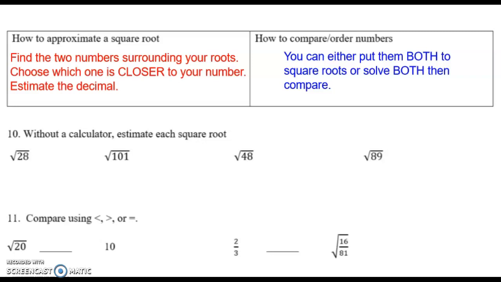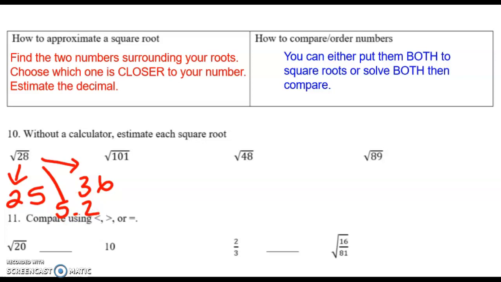So if I go down below, it says, without a calculator, estimate each square root. Well, I don't know the square root of 28. Let's see, I know the square root of 16. No, that's 4. There's got to be something bigger. 25. Yep, I know the square root of 25, and that's 5. And then the square root of 36 is 6. 28 is going to fall right in between those. But it's actually going to be closer to 25, which is 5. Which means that it's going to be probably around 5.2, 5.3.